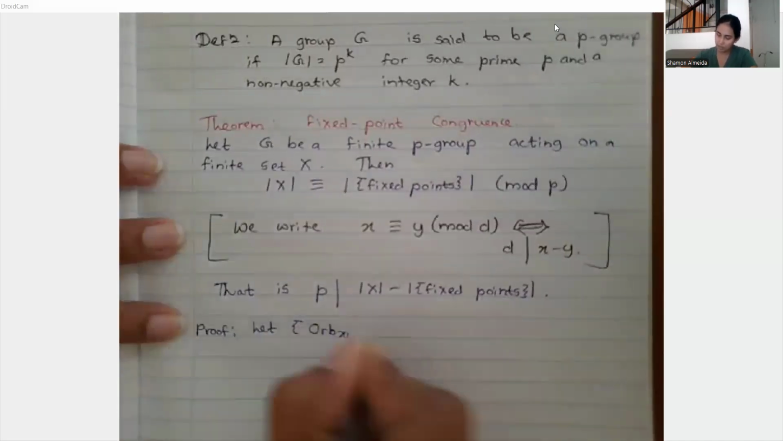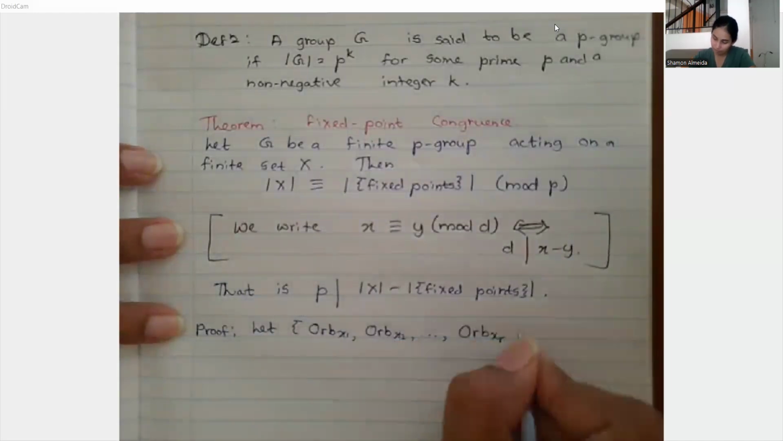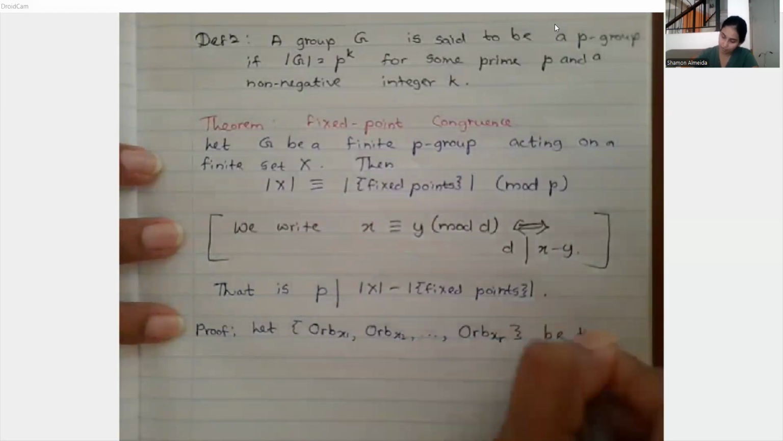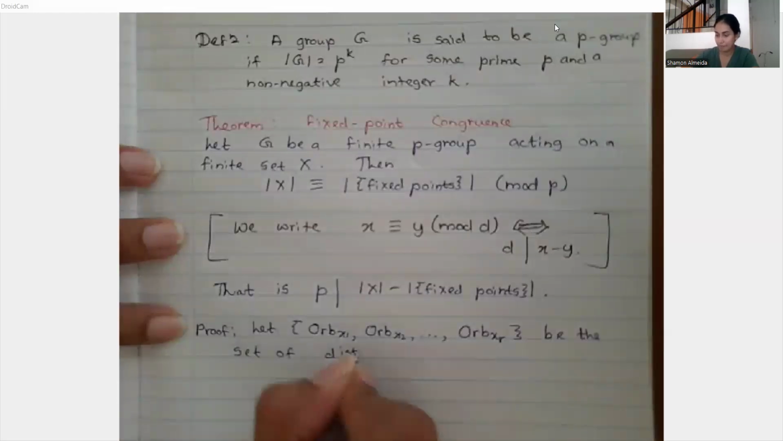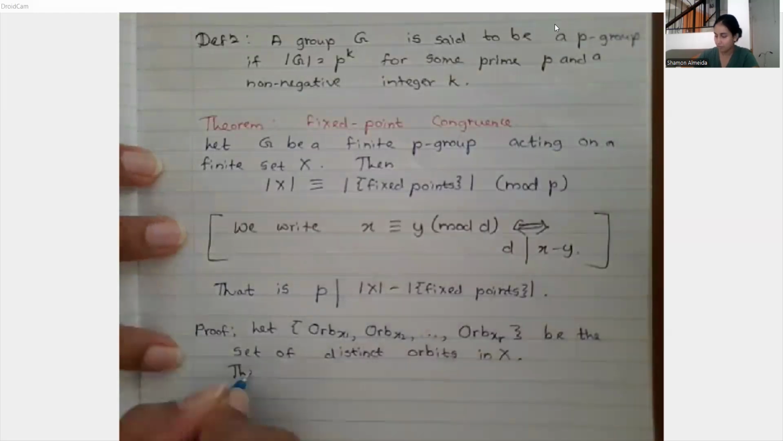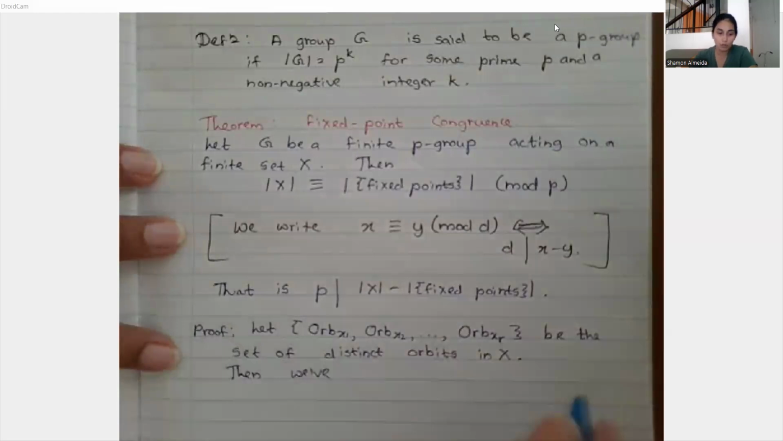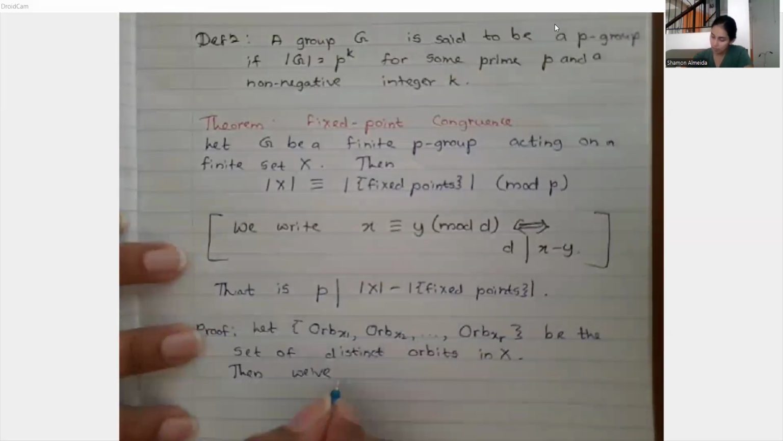Let orb x1, orb x2, and orb xr be the set of distinct orbits in X. Then we have, if these are the distinct orbits in X, we know X is the union of all these distinct orbits, right?